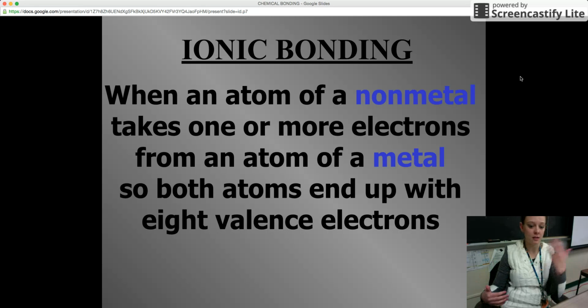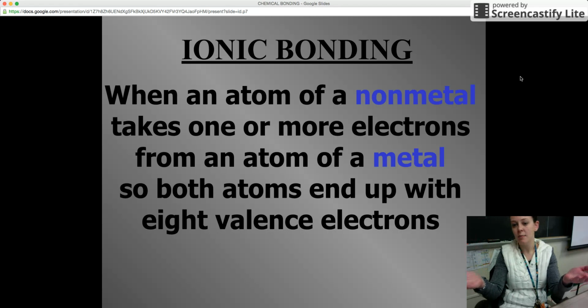So what happens is the nonmetal wants the electrons. The metal doesn't want the electrons. So the metal says, hey, you can have my electron, I don't want it. And then they both become attracted to each other because one is positive and one is negative.